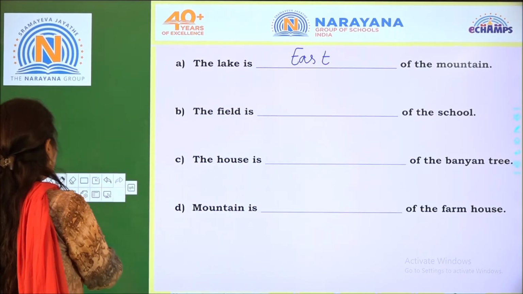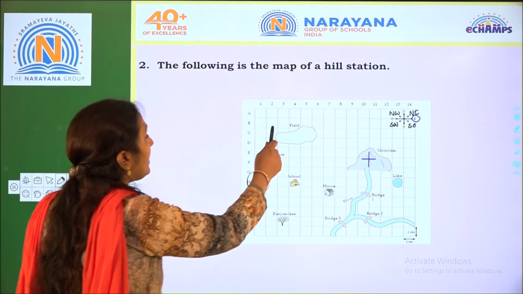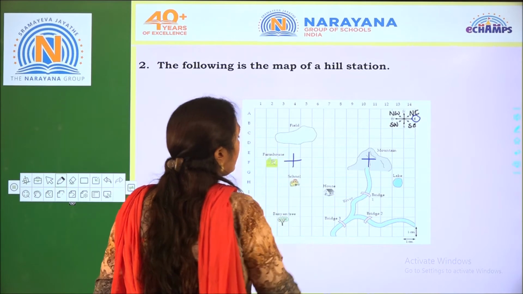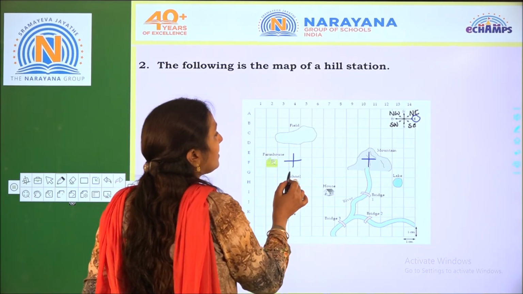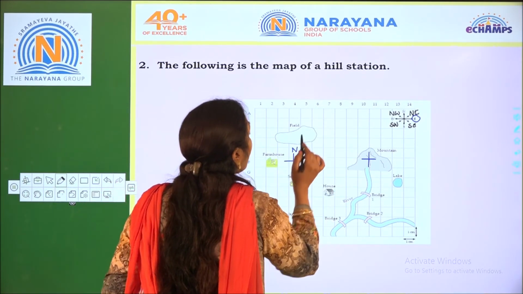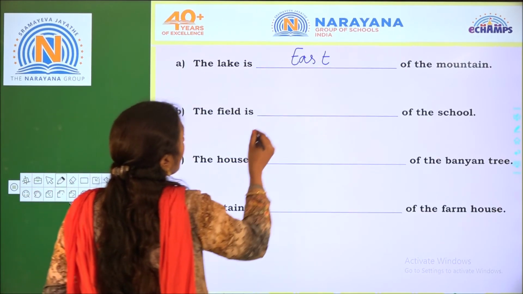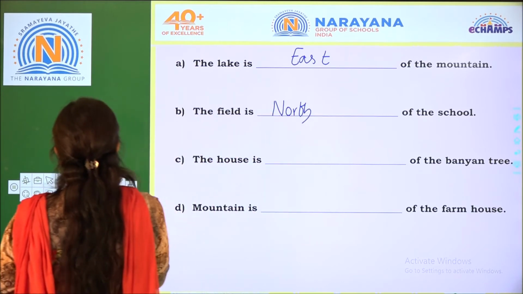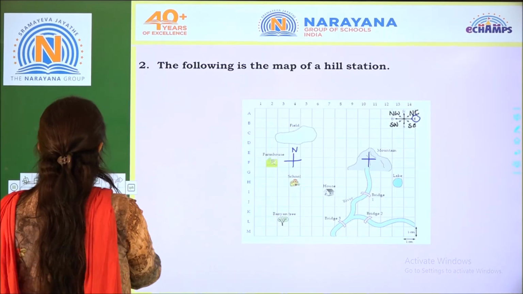The field is dash of the school. Where is the field? Here. Where is the school? Here. So the given direction, school here, and it will be north side. It will be north of the school. Next question.